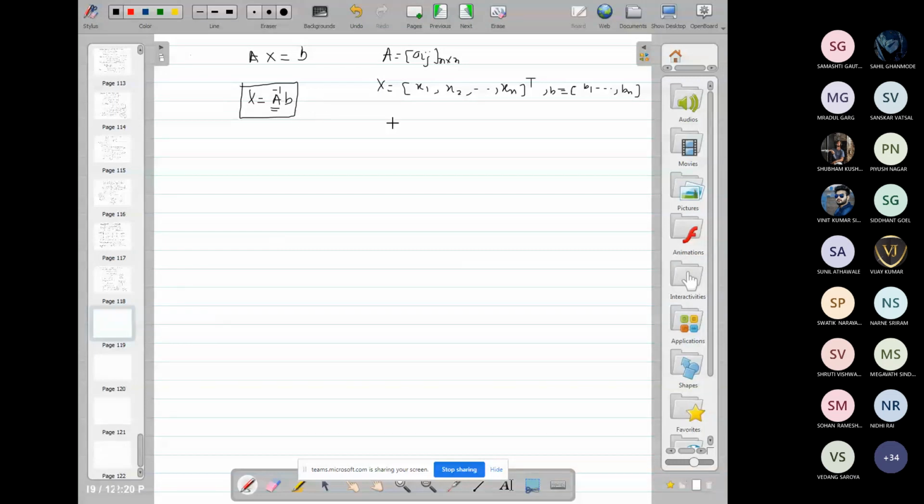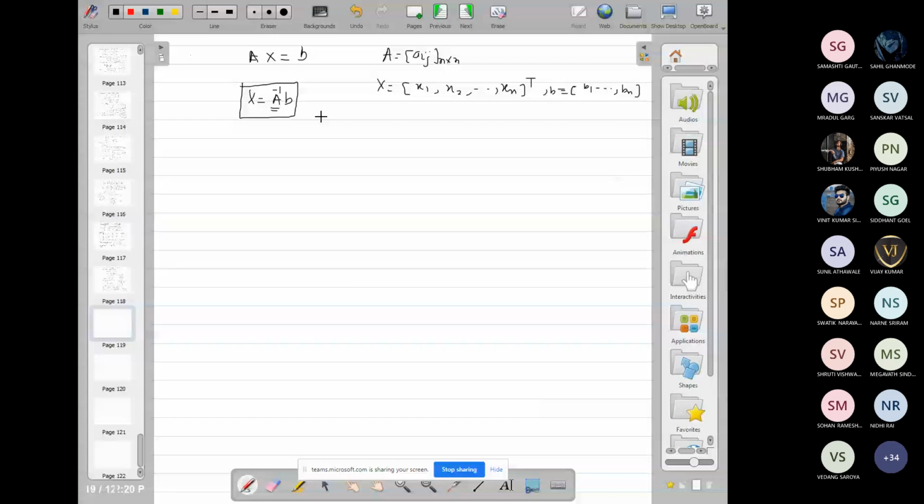Suppose we are given a small number of equations, and suppose the given system of equations contains only 3 variables, then it is easy to find A inverse. Or if it contains 4 variables, then it is also easy.